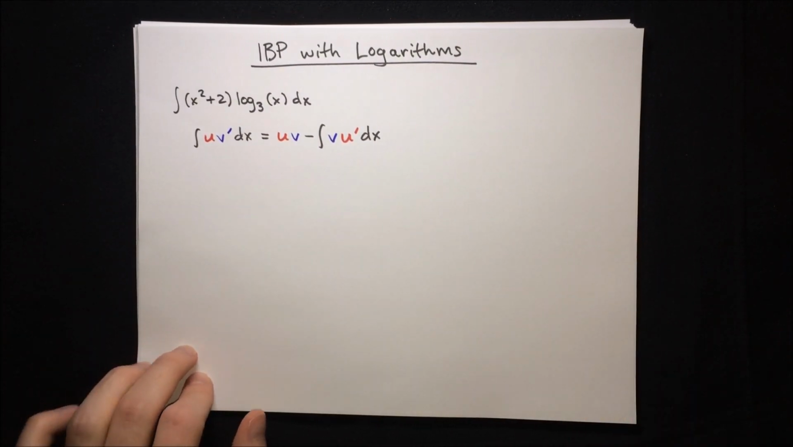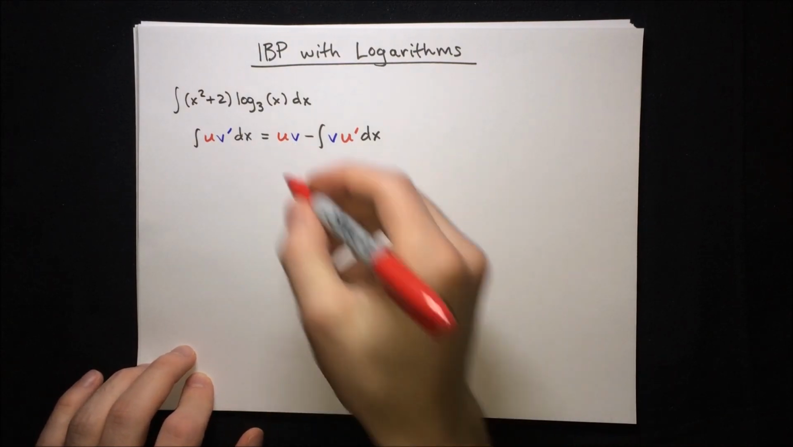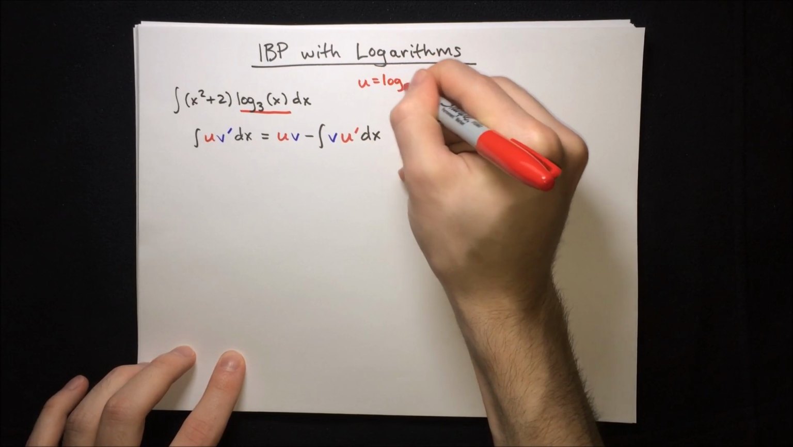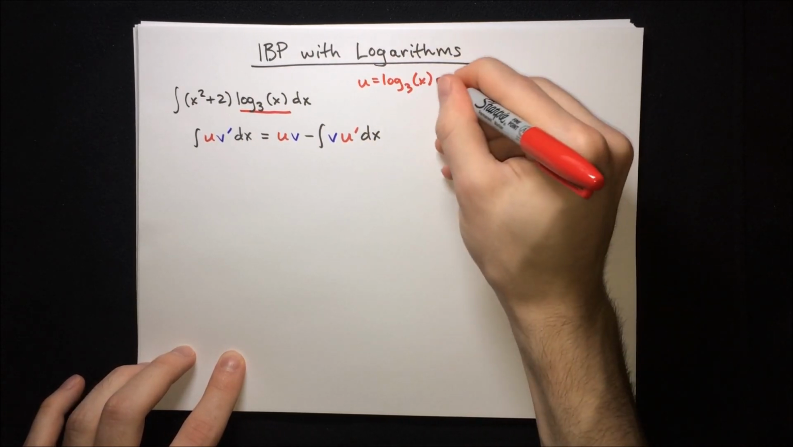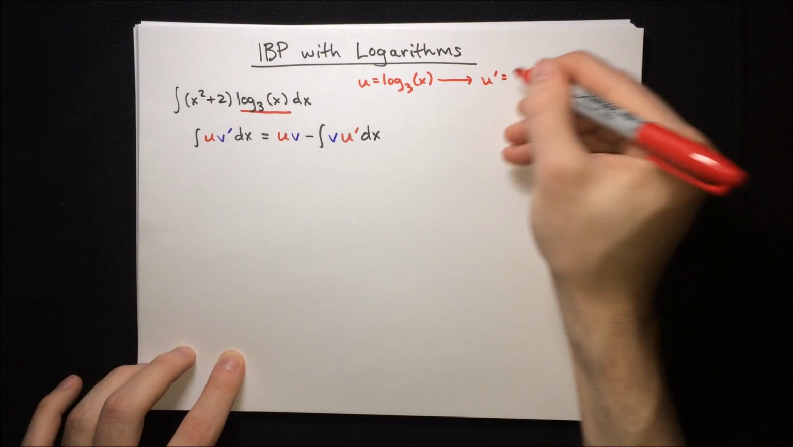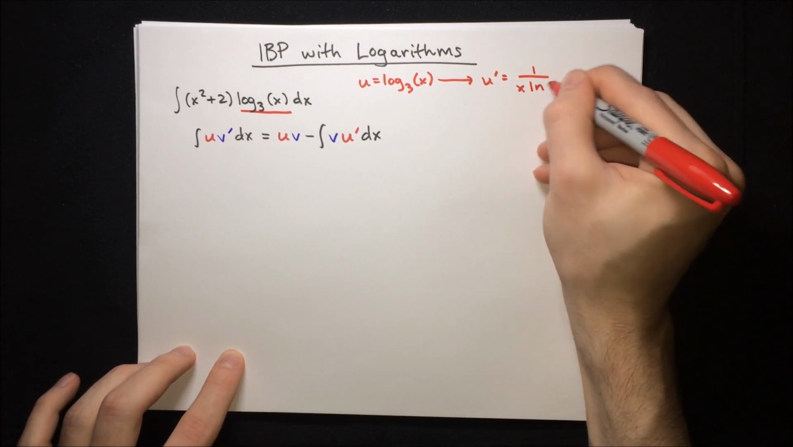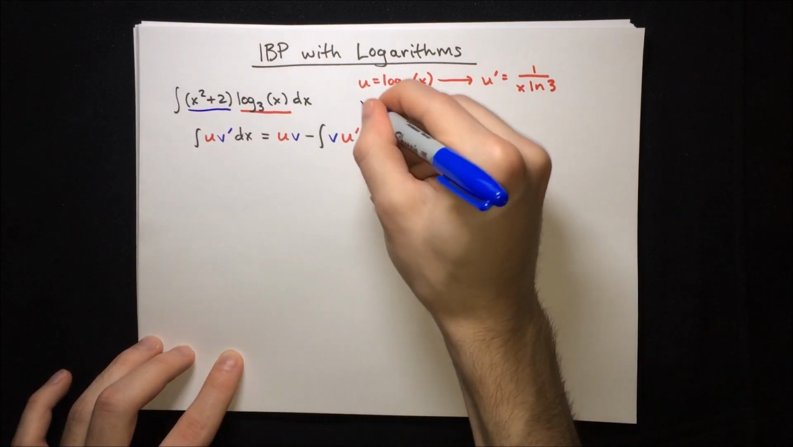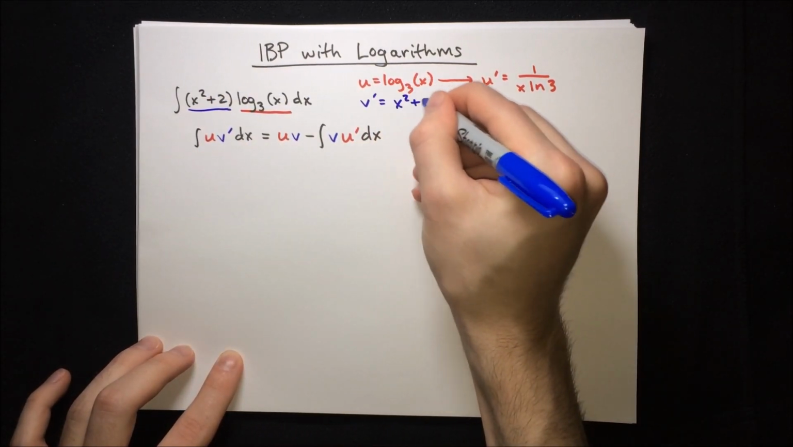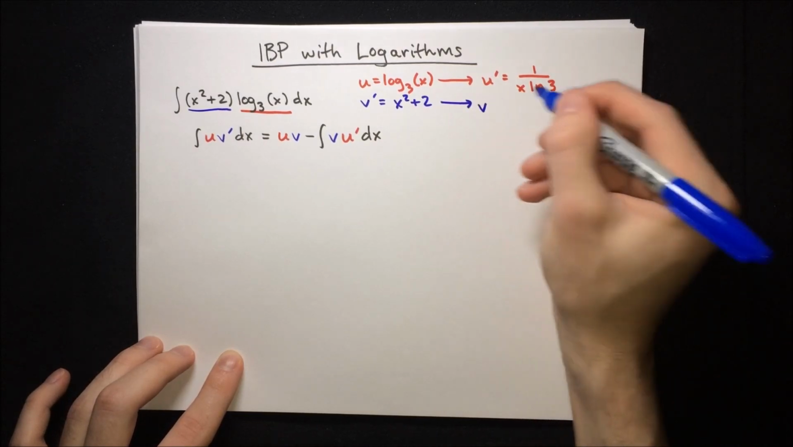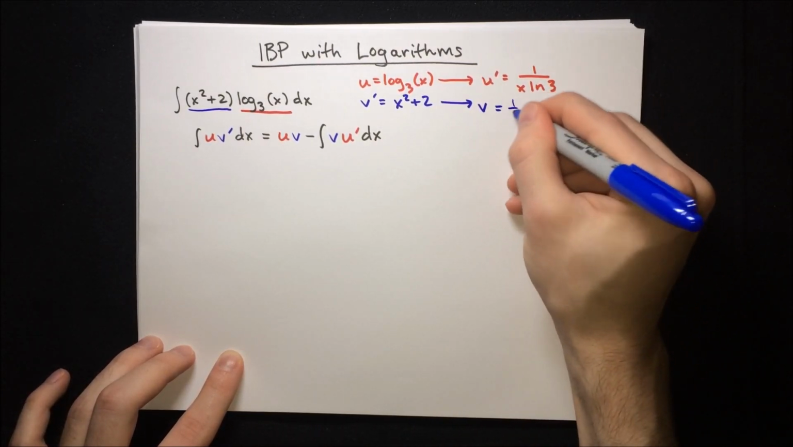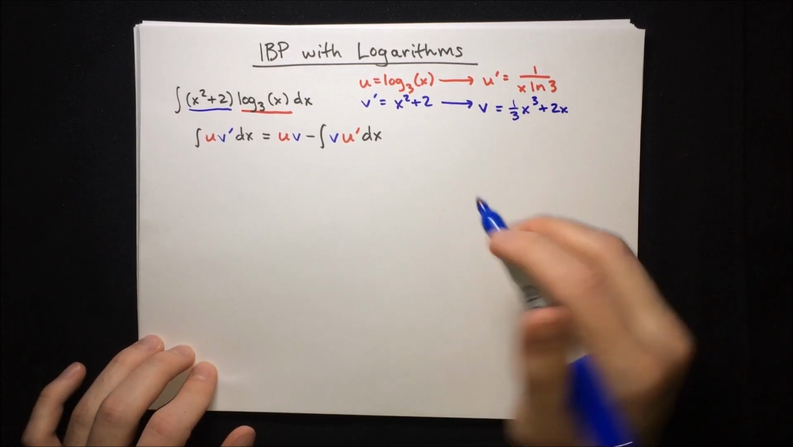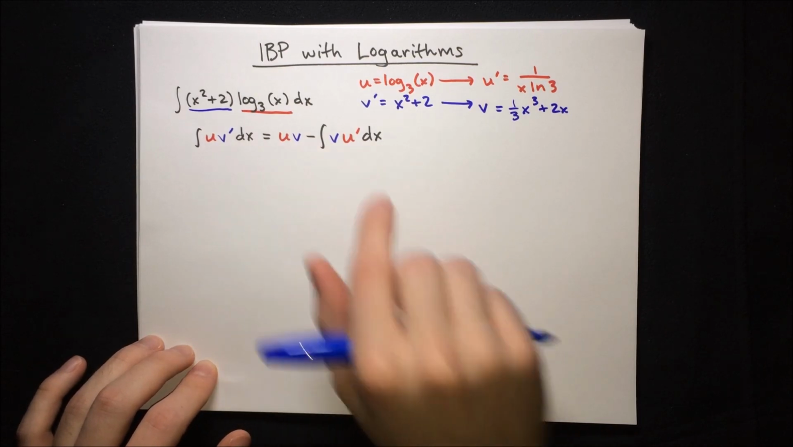Here's another example, and the trick is still the same. We're going to choose u as the log 3 of x part, and then we'll have u prime equals 1 over x natural log of 3, and then the other part, the x squared plus 2, will be our v prime. And to get v, we just take the antiderivative of that. We get 1/3 x cubed plus 2x.